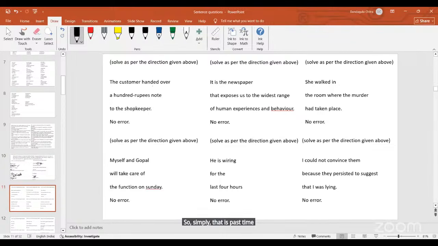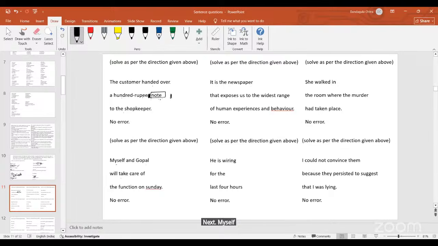The customer handed over 100 rupees note to the shopkeeper. The error is in option B, sir. "Rupees note" is wrong. It is 100 rupee note because here note is only one. Okay. Next.